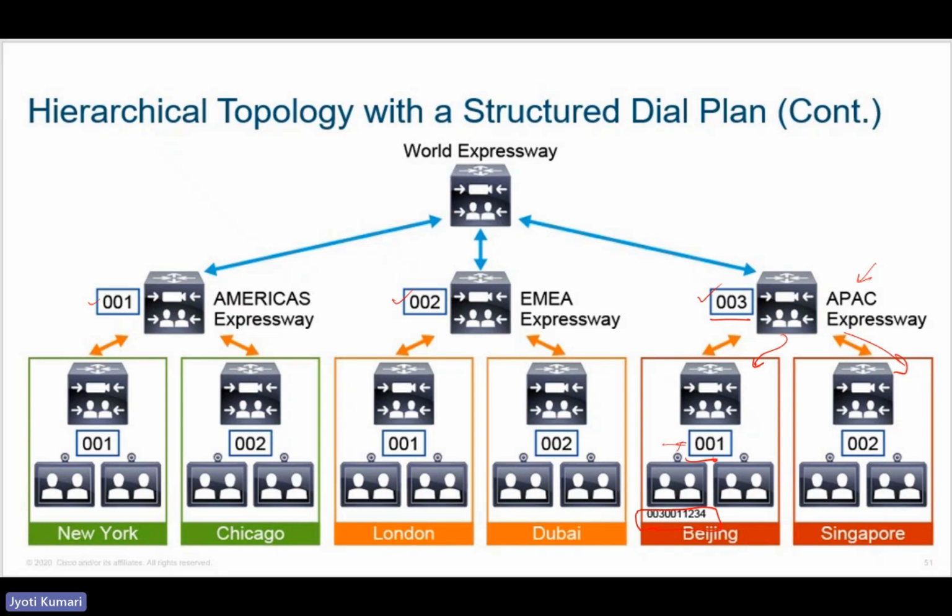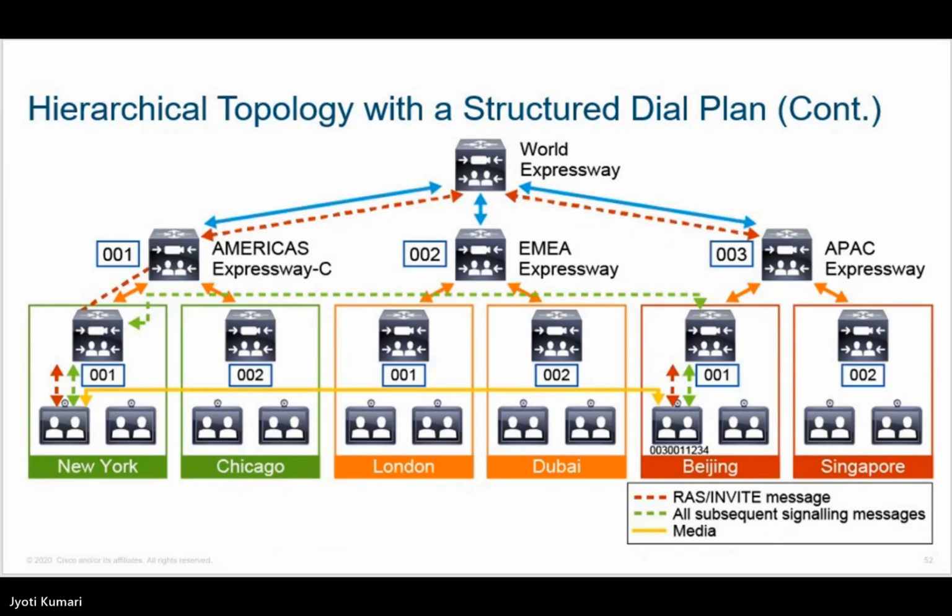So this call would go to the local New York Expressway, which will recognize that the address is not in its local zone, so the call will be passed to the regional Expressways. The Americas Expressway will identify that the 003 code is also not in its region and pass it to the World Expressway C. The World Expressway C will then find from its table that this belongs to the APAC region, and route it to APAC. Then APAC will search based on the prefix and route it to Beijing. So that is how it works.